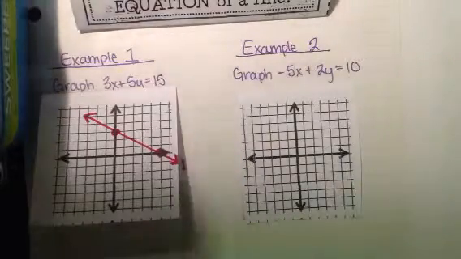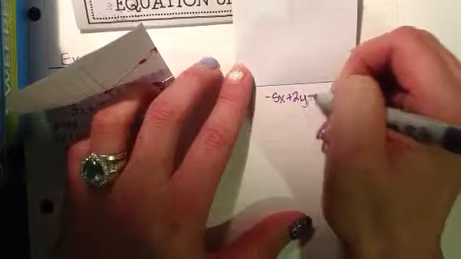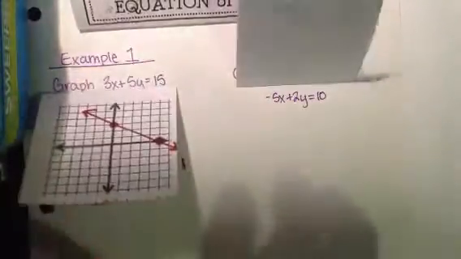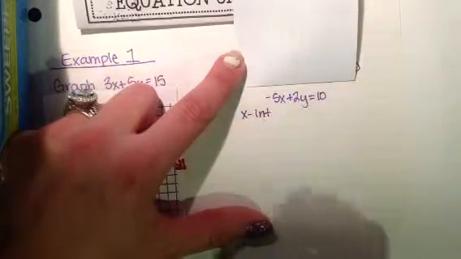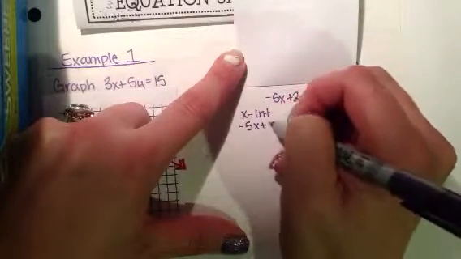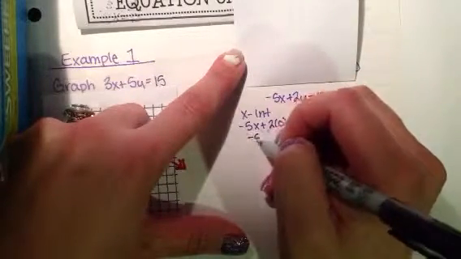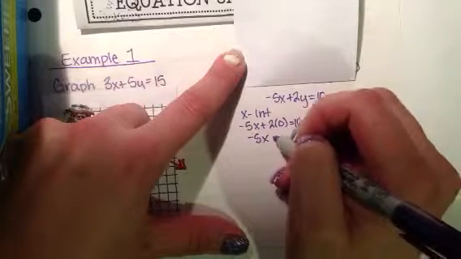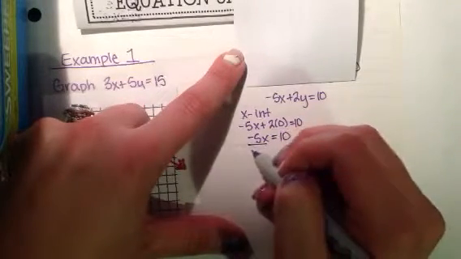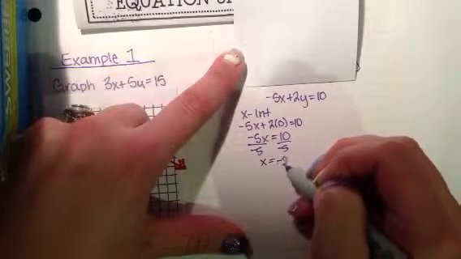We'll rewrite the equation. Negative 5x plus 2y equals 10. I'm first going to solve for my x-intercept. I need to plug in a 0 for y. Negative 5x plus 2 times 0 equals 10. I get negative 5x, since 2 times 0 is 0, so I just write equals 10. Divide both sides by negative 5. x equals negative 2.